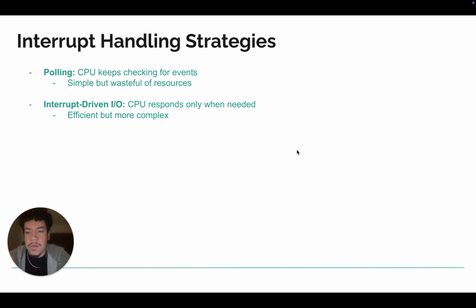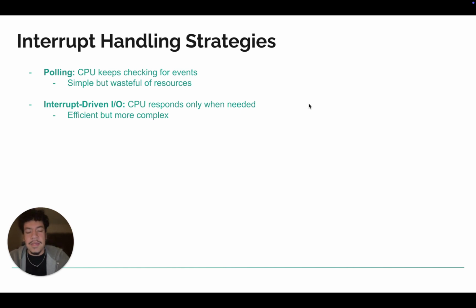So let's talk strategy. How do we handle interrupts efficiently? There are two main approaches. There's polling. In this instance, the CPU keeps checking devices to see if they need attention. It's simple, but it wastes a lot of processing time. And there's also interrupt-driven input-output. So devices signal the CPU only when they need something. This saves resources and keeps the system responsive.